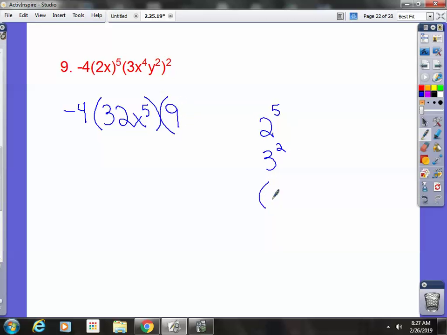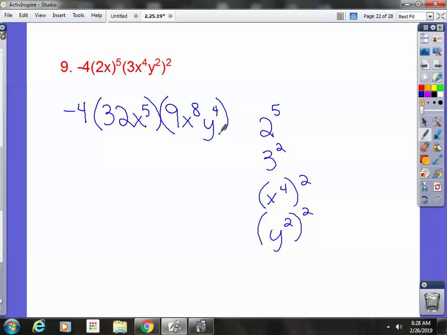Next we have x to the 4th squared, which is going to become x to the, is it 6 or is it 8? 8. 4 times 2 is 8. And then we have y squared, which is going to become y to the 4th power. Taking care of all of our outside exponents, now just multiply.